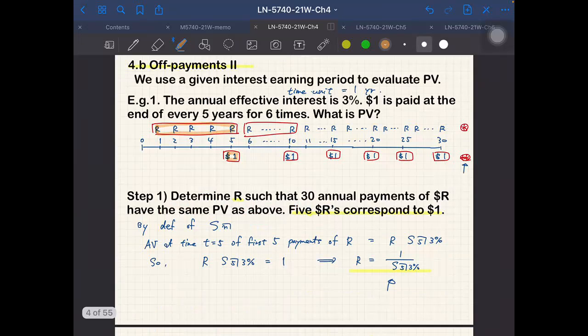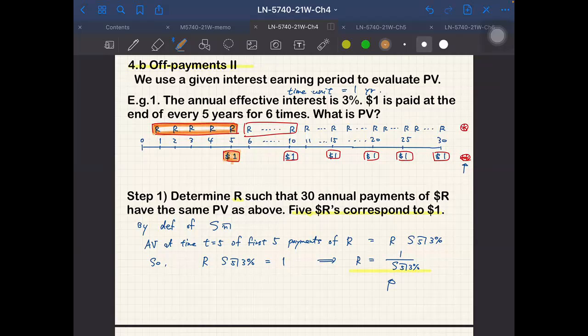Another way to calculate present value or accumulated value of payments is to use the interest earning frequency. Suppose that the annual interest is given, but the payment is only once every 5 years. Then we can make a hypothetical cash flow of R dollars for 5 years, and we equate this annuity with this one payment of $1.